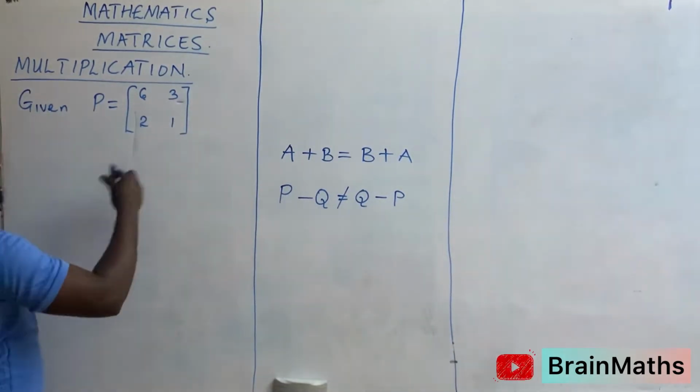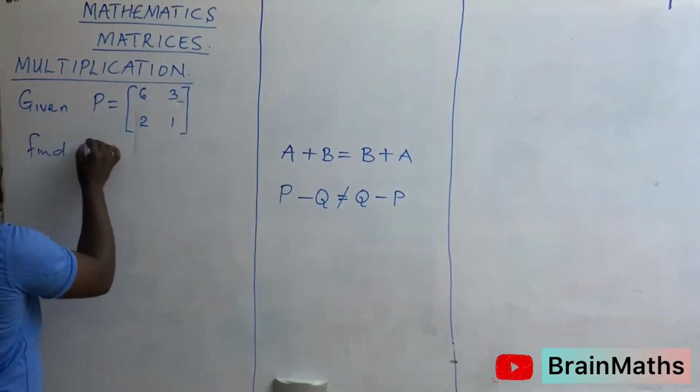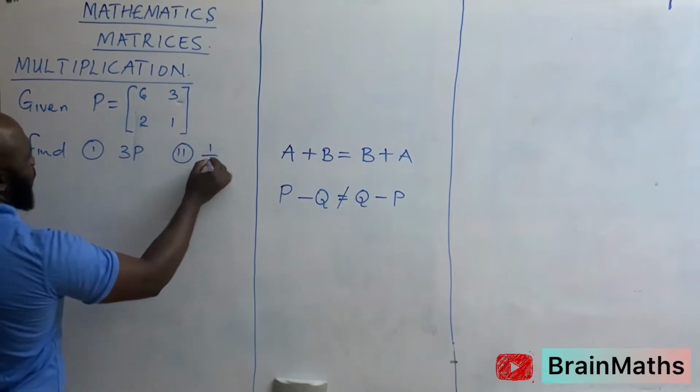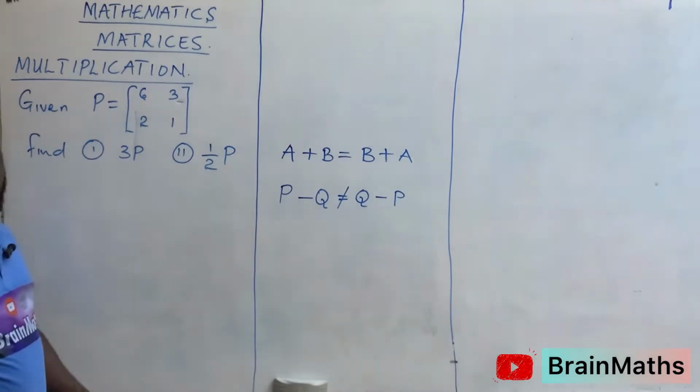Then you are asked to find 3P and 1/2 P. So let's see how this plays out.